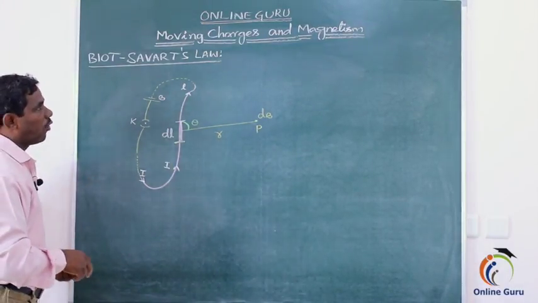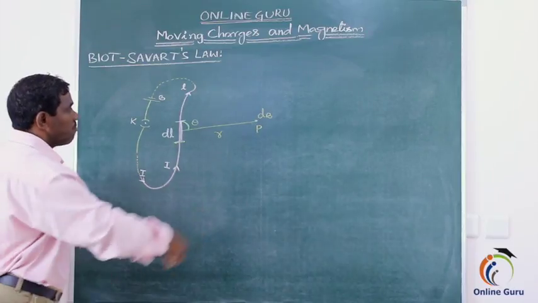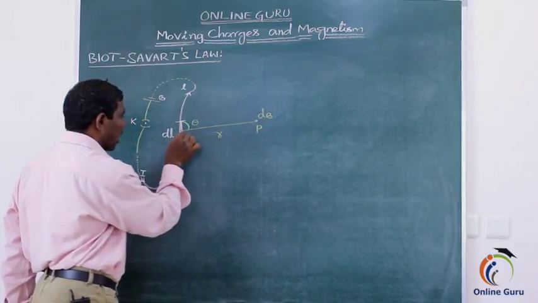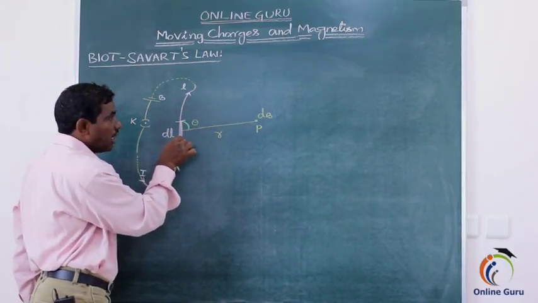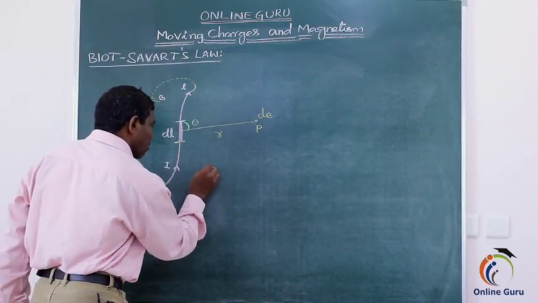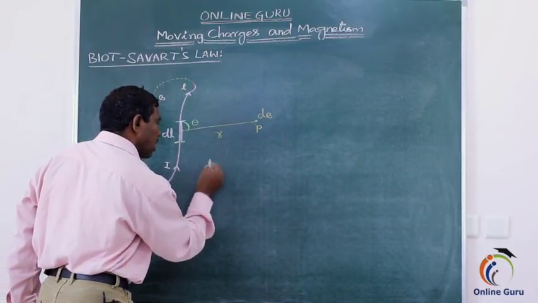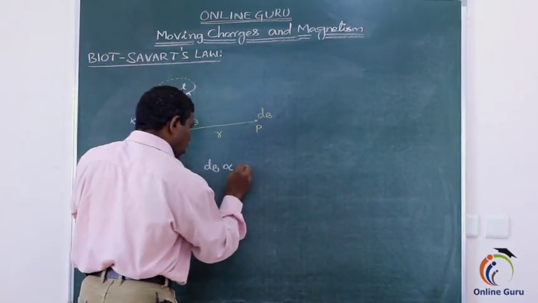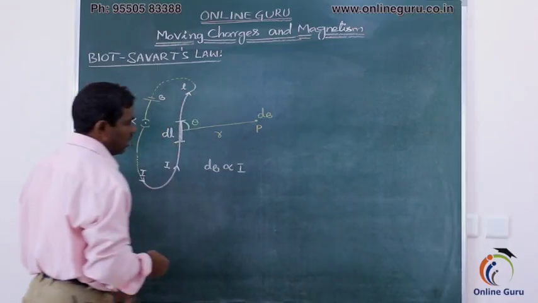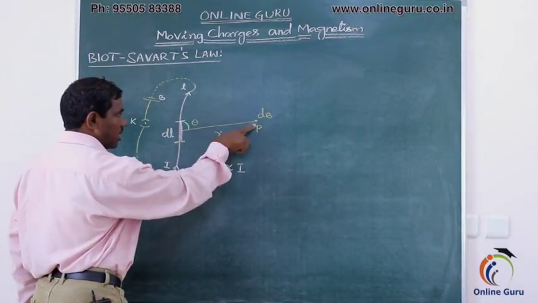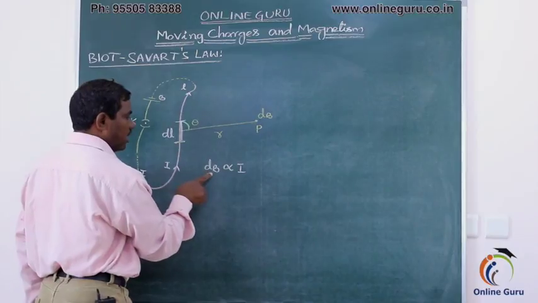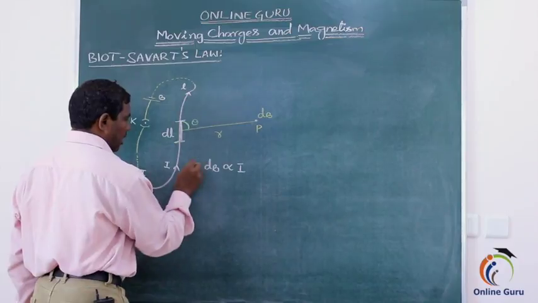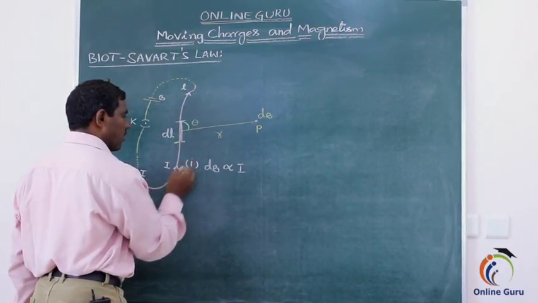They formulated four relations. Magnetic induction dB at a point P due to the current element dl is directly proportional to the strength of the electric current I. Magnetic induction at a point P due to the current element is directly proportional to the strength of current. This is the first observation.